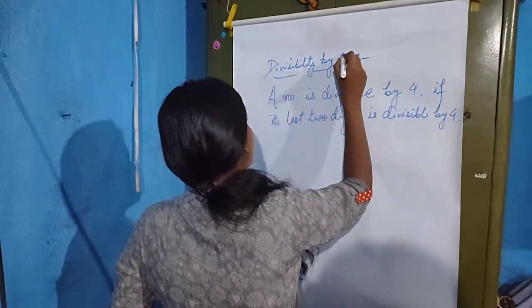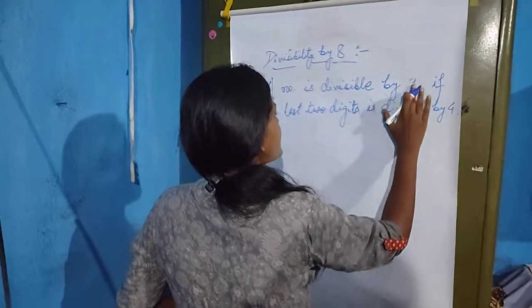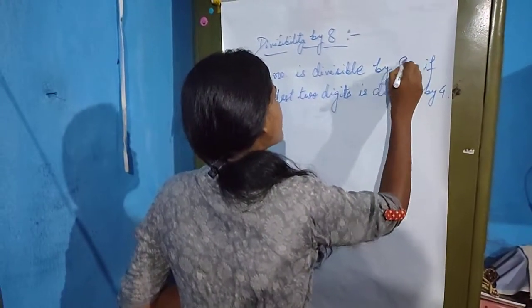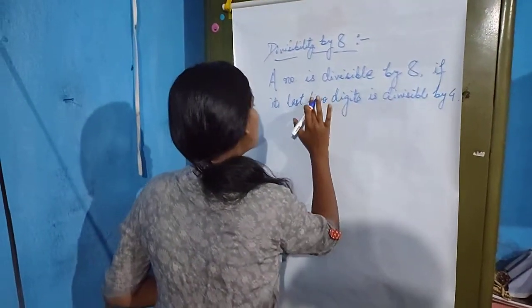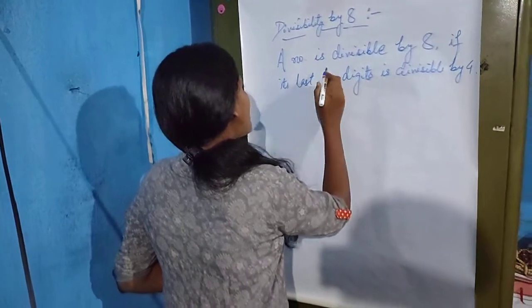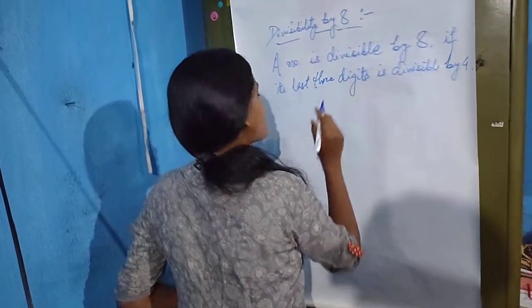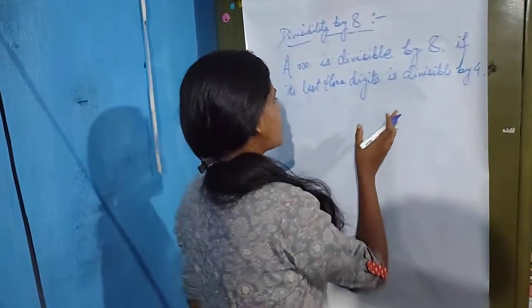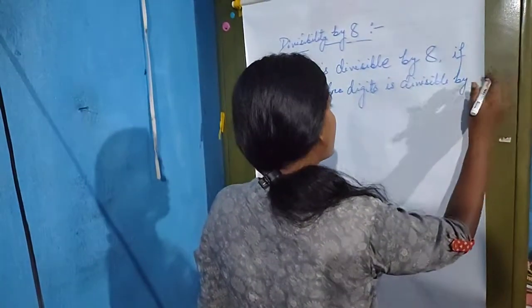Now let's see divisibility by 8. So a number is divisible by 8 if its last 3 digits, that means the hundreds digit, tens digit and units digit, are divisible by 8.